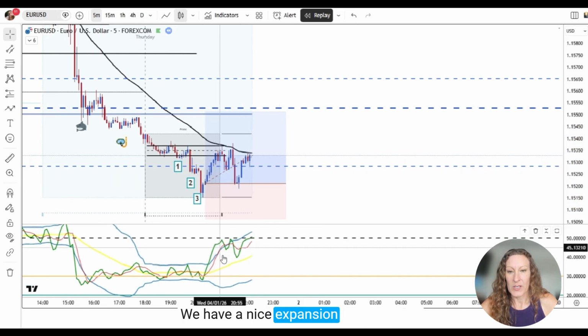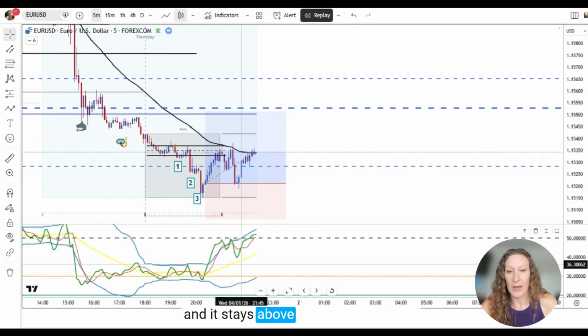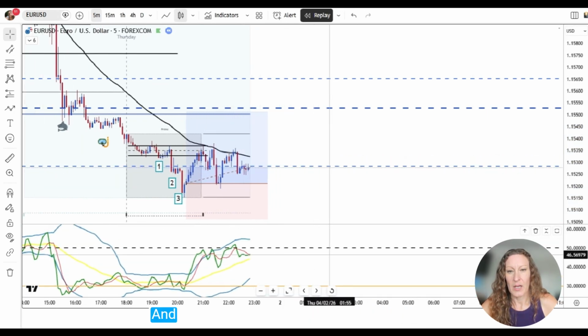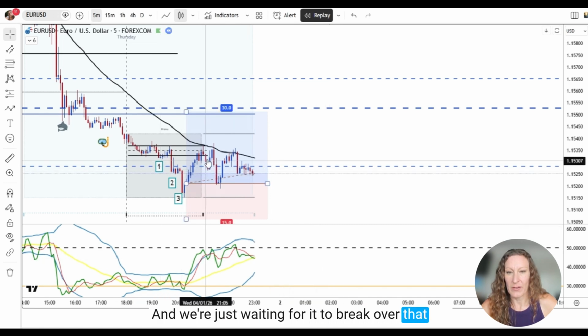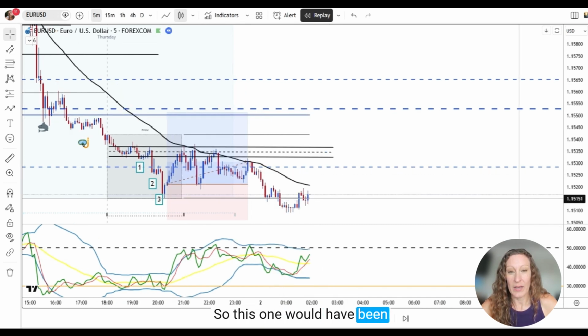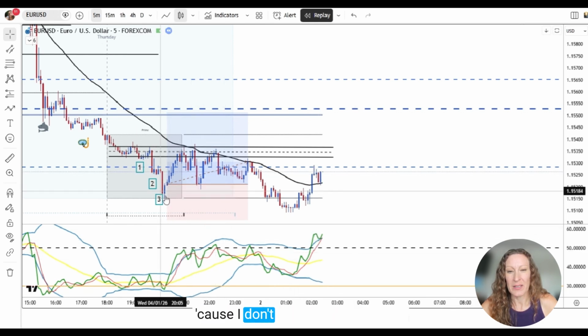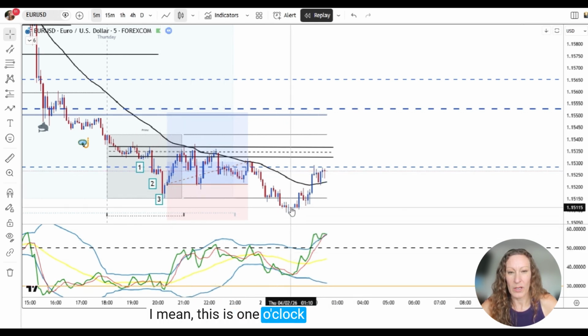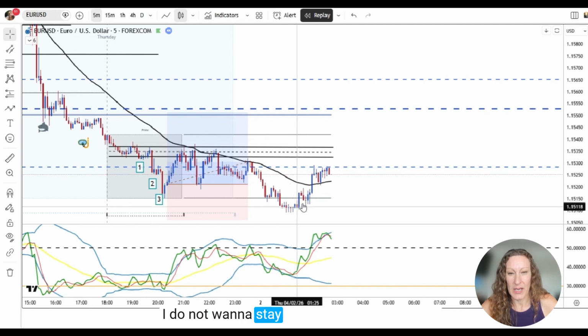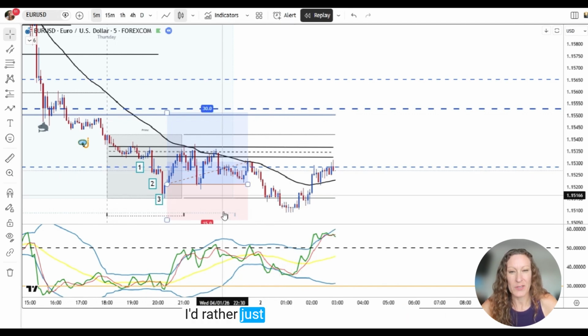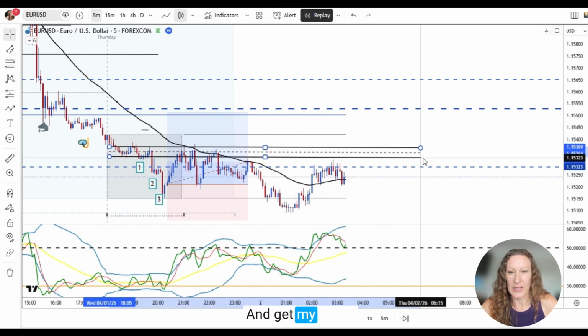You have a nice expansion pop out here, and it stays above this gold line in TDI, and we're just waiting for it to break over that 50. So this one would have been quite early, but it should still hold, and this is why we keep a 15 pip stop loss, by the way. Because I don't like to be up all night. I mean, this is 1 o'clock in the morning my time. I do not want to stay up and wait for this entry. I'd rather just make a bigger stop loss and get my sleep.